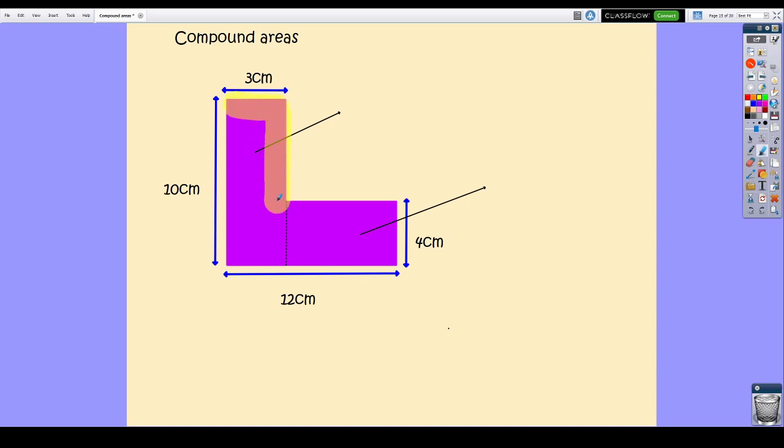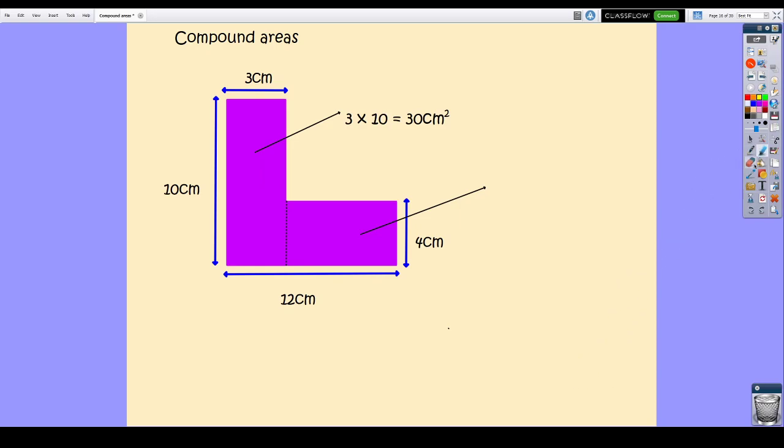We've got the rectangle here, and then it's got a height of 10 and a width of 3. So that's great. So all we need to do is 10 times 3. So we're going to have that area of that rectangle as 30 centimetres squared.